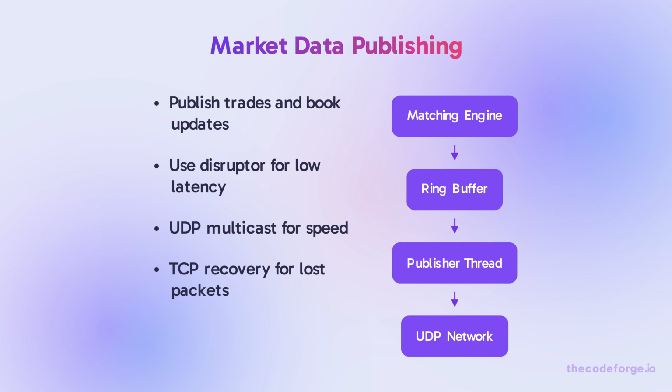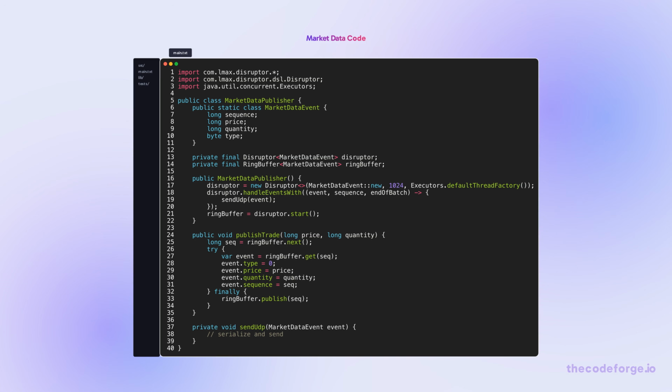Every trade and order book change must be published. We use a Disruptor pattern ring buffer to avoid locks. The matching engine writes events to the ring buffer, and a separate publisher thread sends them over UDP multicast. Never block the matching engine on network I/O. Here's a market data publisher using the LMAX Disruptor. The matching engine publishes events to the ring buffer, and the event handler sends them via UDP. This decouples the matching engine from network I/O.